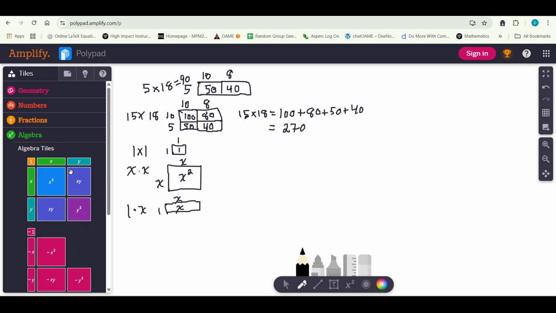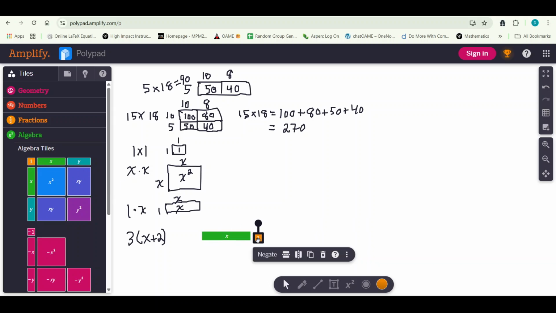All right, let's get into a more algebraic type example. Let's look at what 3 times x plus 2 looks like. So 3 times x plus 2. In order to do this, I need an x, and I need plus 2. There's my x, and there's my plus 2. There's 1, and here's 2. And then I need 3 of these. So sometimes what I'll do is I'll actually write down here what I am doing. So this is an x plus 2.